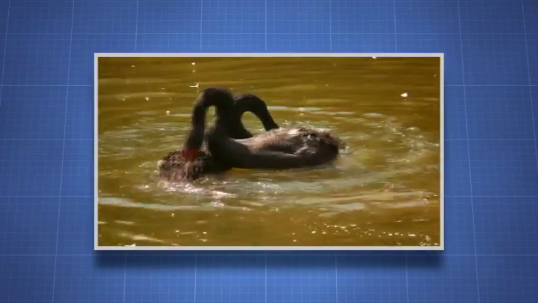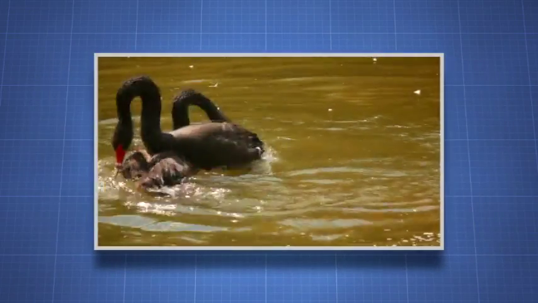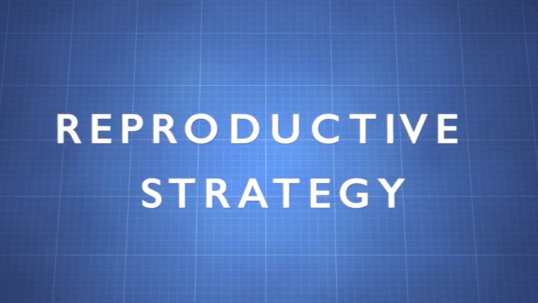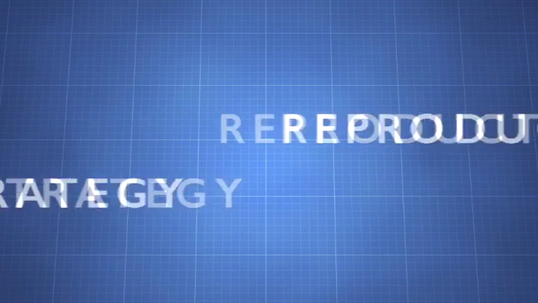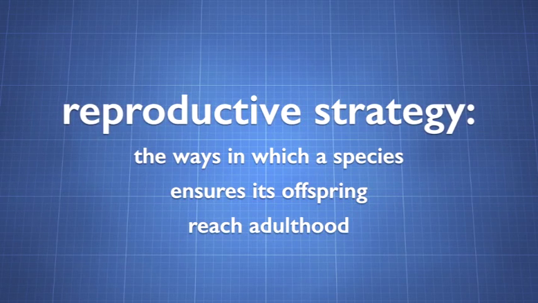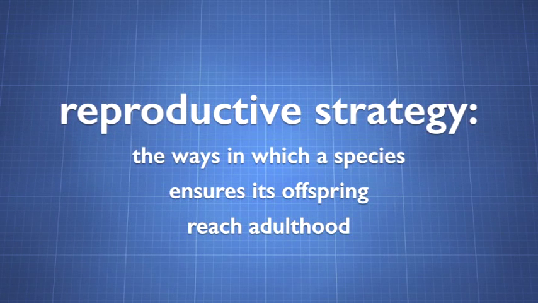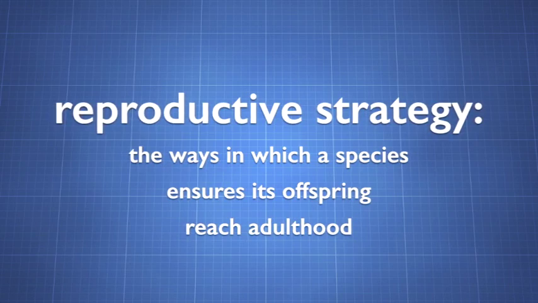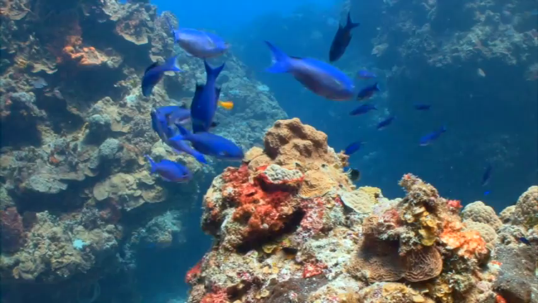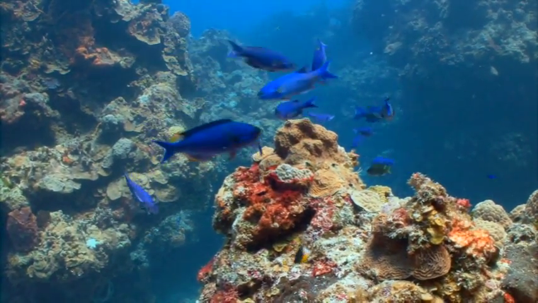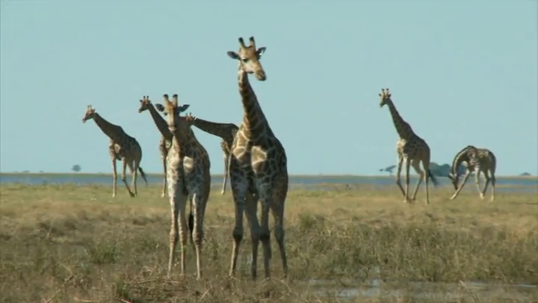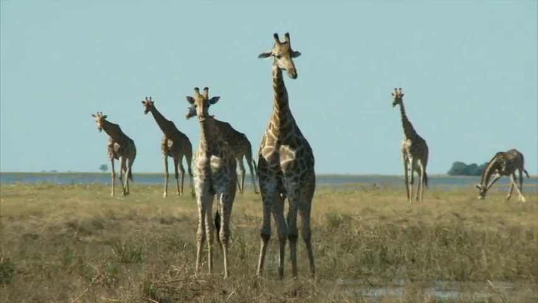For most organisms, mating is the reproductive act that enables individuals to pass on their genes. Let's learn more about reproductive strategy. Reproductive strategy refers to the ways in which a species ensures its offspring reach adulthood. The reproductive strategy evolves to maximize the number of offspring that reach maturity and reproduce. The animal world engages in various reproductive strategies.